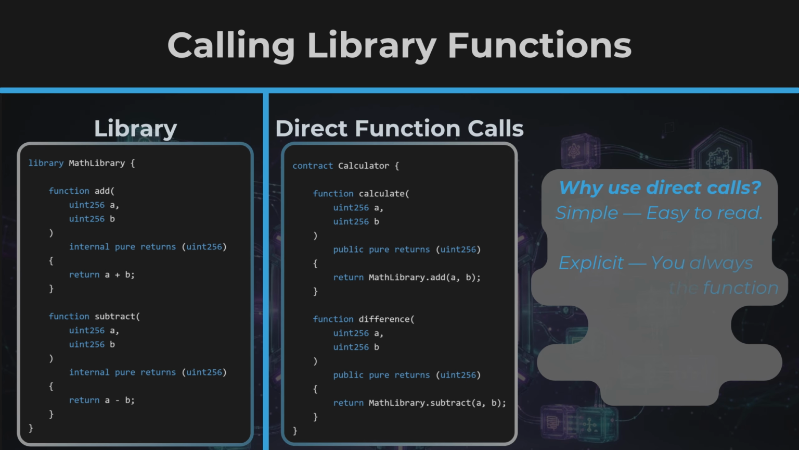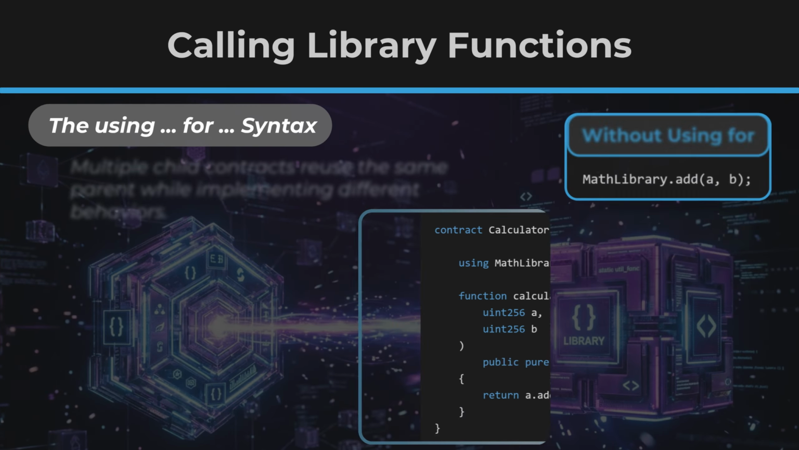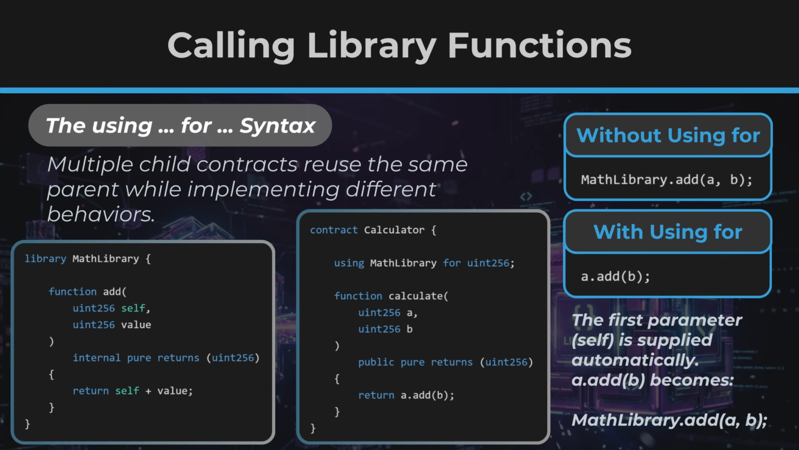The simplest way to use a library is by calling its functions directly. This is similar to calling a static utility function in many other programming languages. It's simple, explicit, and easy to understand. Solidity also provides a syntax that often reads more naturally. The statement using Math for uint256 attaches the library's functions to the uint256 type. When you write a.add(b), Solidity automatically passes a as the first argument to the library function. Many developers prefer this style because it reads like a method call.